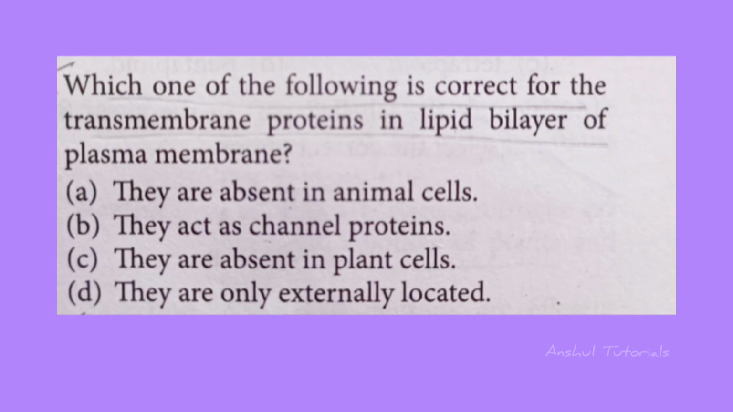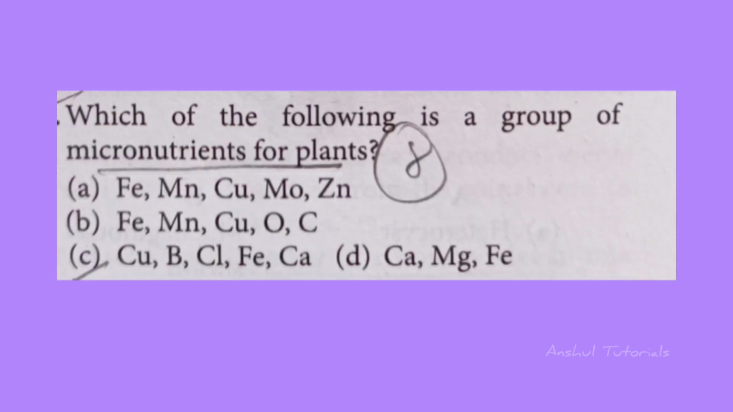Next question is, which of the following is correct for the transmembrane proteins in lipid bilayer of plasma membrane? So the correct answer is option B, that is they act as channel proteins. And the last question is, which of the following is a group of micronutrients for plants? So the correct answer is option A.